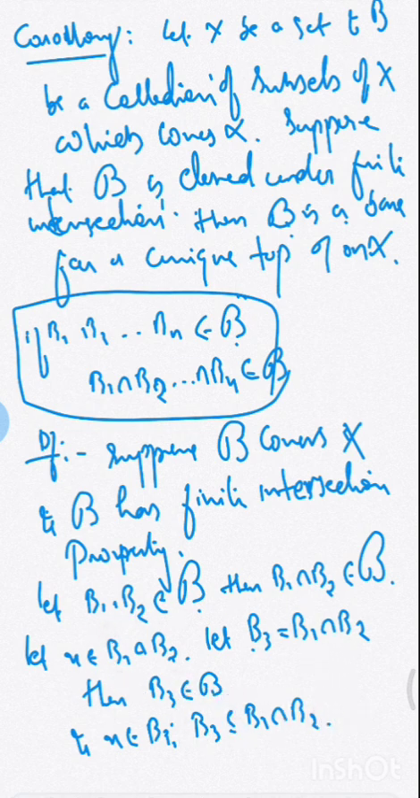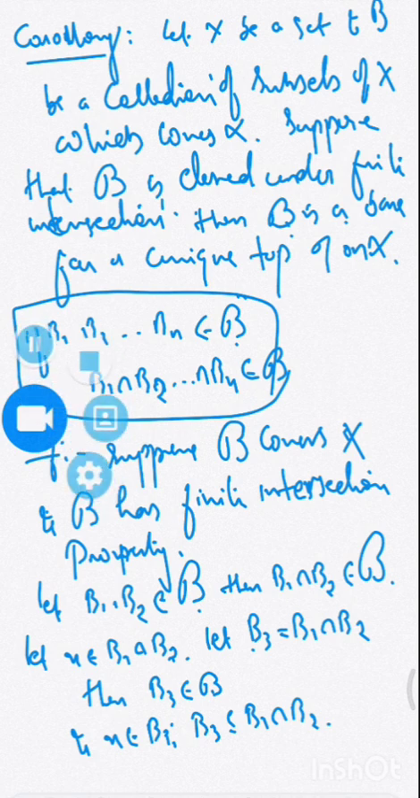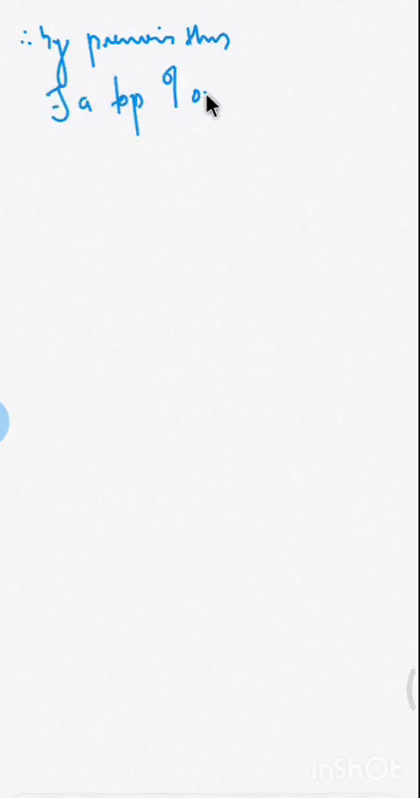This is the third statement of the previous theorem. Therefore, by the previous theorem, we can use 3 in place of 1. Here 3 is true, then 1 is also true. Correct? Therefore, by the previous theorem, there will exist a topology with B as base. So, we can easily prove the existence of the topology here. Therefore, by the previous theorem, there exists a topology tau on X with B as base. Okay, so we get the existence of the topology.